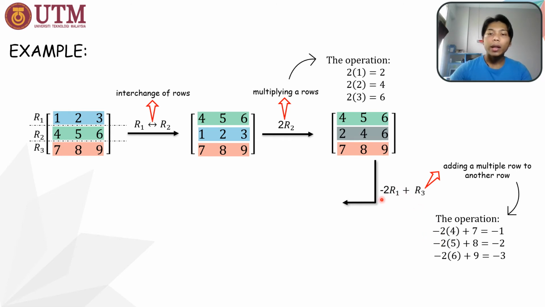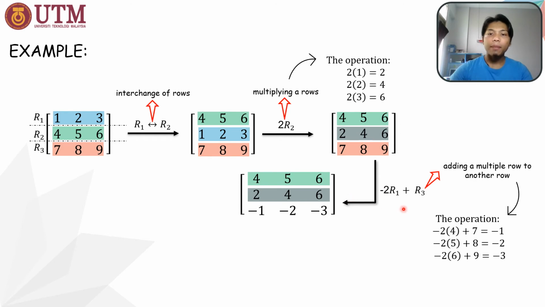So the operation, you guys can see, starts with -2 times R1. I take R1, 4, and then the operation plus R3. So I take R3. You guys can see that the result is -1. You can continue the operation and see the result is like this.